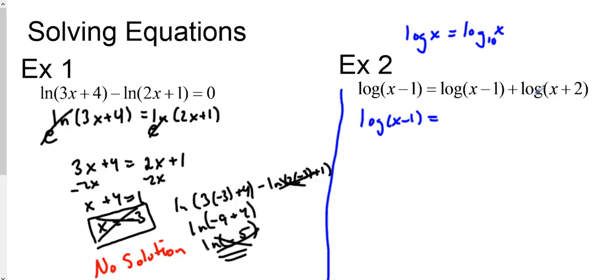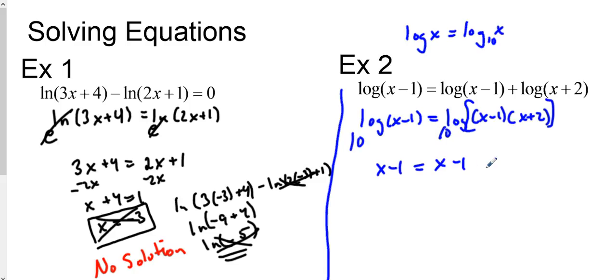And whenever you're adding logs with the same base, you can write it as the log of (x minus 1) times (x plus 2). So I'm actually multiplying those two. Now, when we have this, I'm going to 10 it. So we have x minus 1 equal to (x minus 1) times (x plus 2). All right, so now we have this right here.